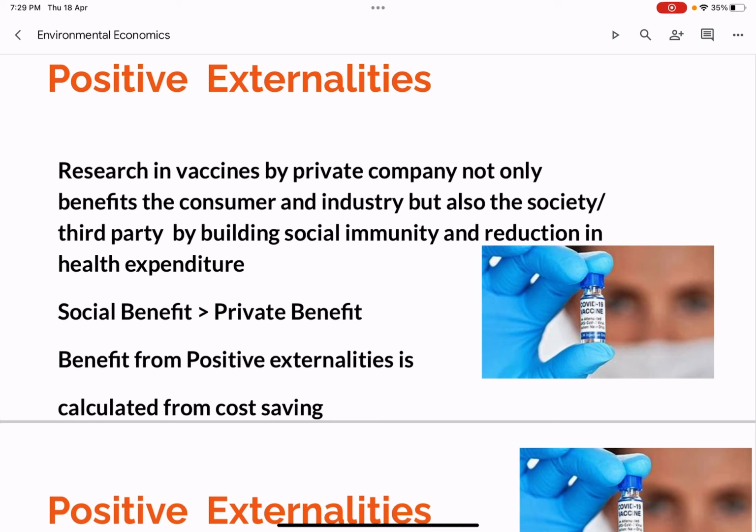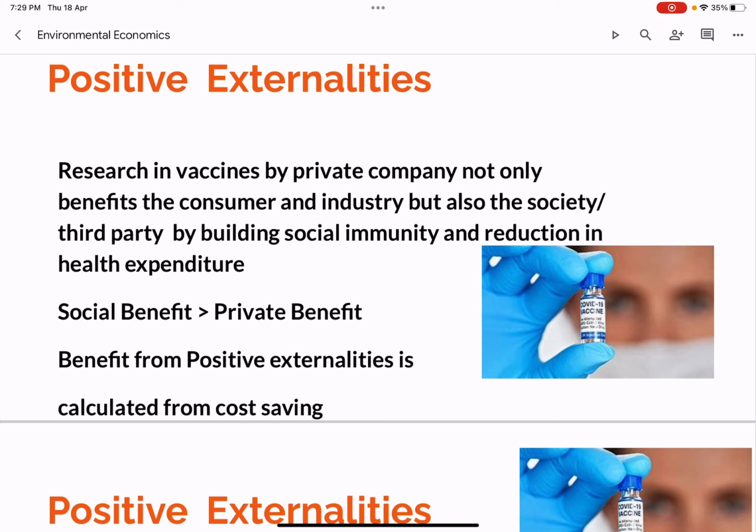The way the vaccines operate, you all understand that if the vaccination is spread over to a larger population, as we had seen during the COVID pandemic, if more and more people are vaccinated, the benefit is more. It means that there is, in a way, more protection to the general society for that disease, right? So the social benefit would be much more than the private benefit in this case.